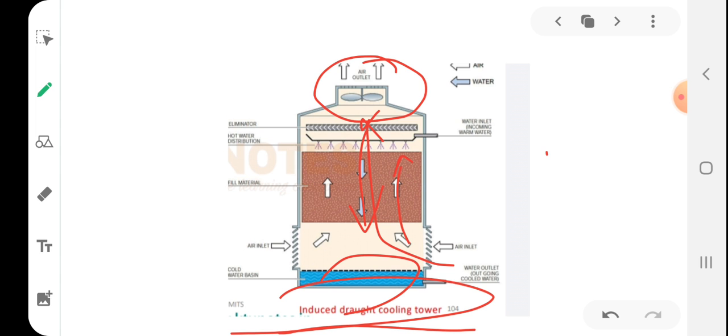The main point you have to note is that in an induced draught cooling tower, the fan is placed on the top. The fan pulls the air from the lower portion to the upper portion. So the exit velocity of air is quite high when compared to the entry velocity.